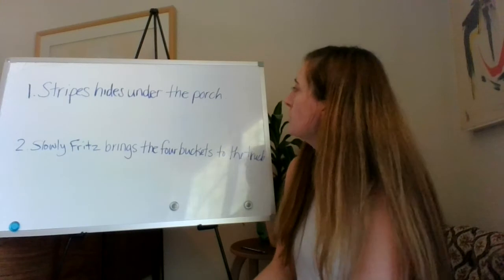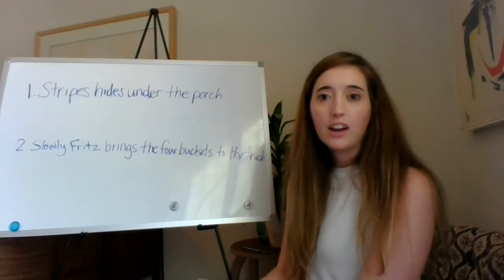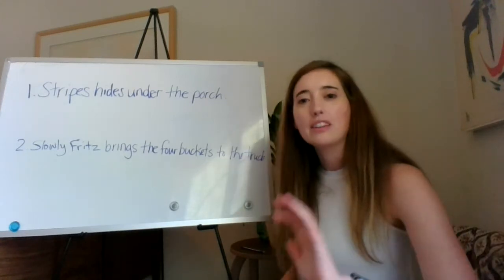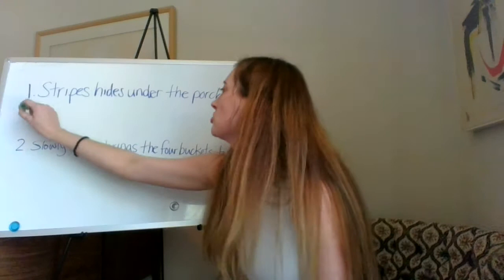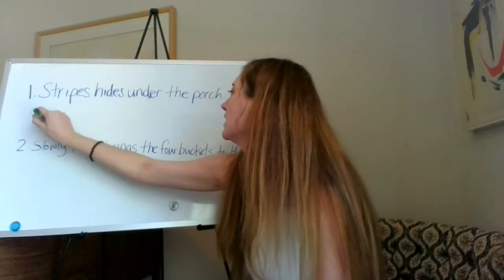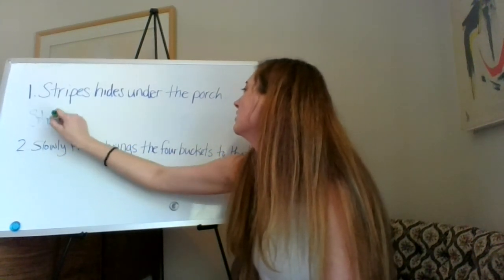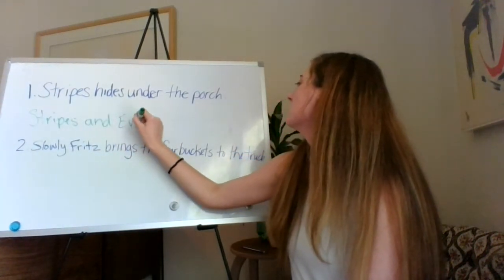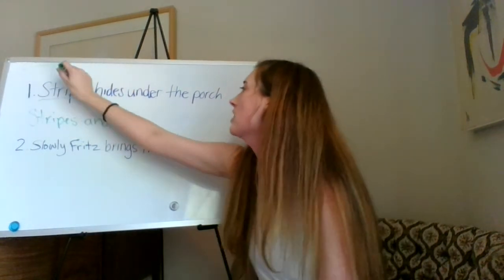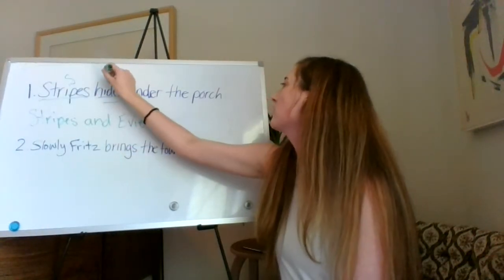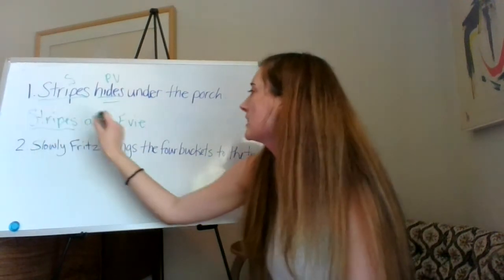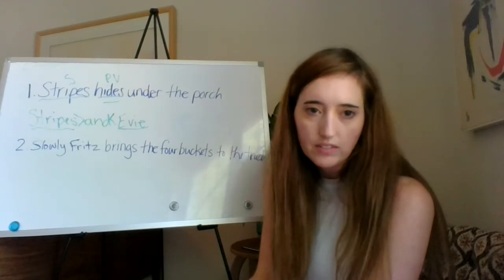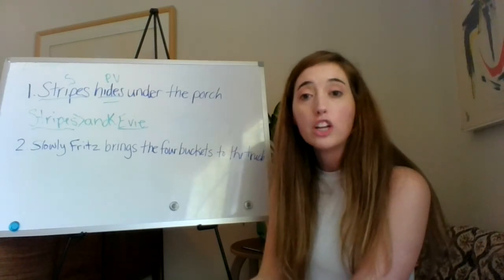Okay, here it says Stripes hides under the porch. Stripes is the cat in our book. So I know Evie loves cats. Let's put Evie in this sentence. So maybe we'll say Stripes and Evie. Okay, so we had Stripes as our subject, hides is our predicate verb. Now we're adding a second subject, Evie. Stripes and Evie. Now, what are we going to change our predicate verb to?